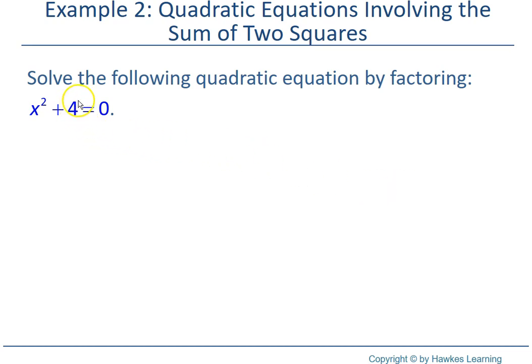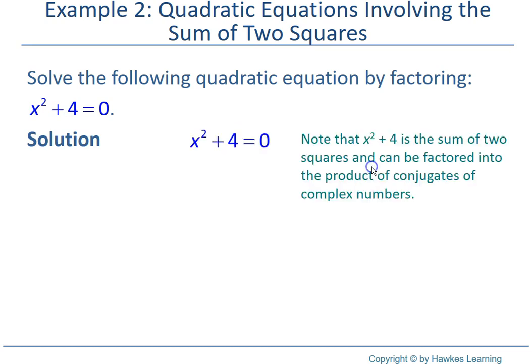Now, as we look at example 2, since this is the sum of perfect squares, the sum of perfect squares doesn't factor. So you cannot solve this by factoring.